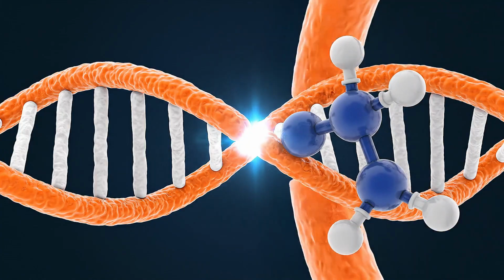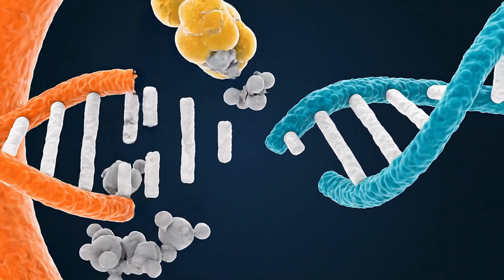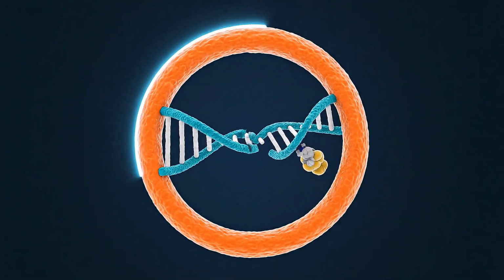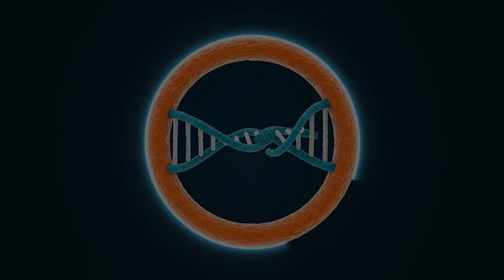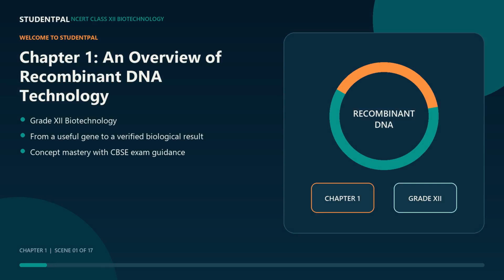Welcome to StudentPal. In this Grade 12 Biotechnology lesson, we are beginning Chapter 1, an overview of recombinant DNA technology. This chapter introduces the central logic behind modern genetic engineering: how scientists identify useful DNA, combine it with a suitable vector, move it into a compatible host, and prove that the resulting system works as intended.